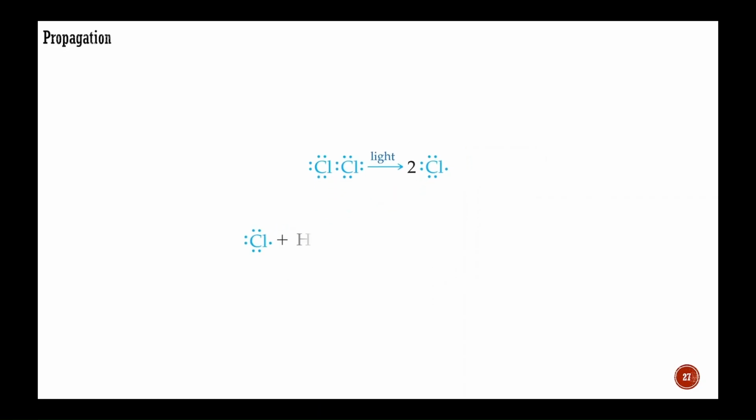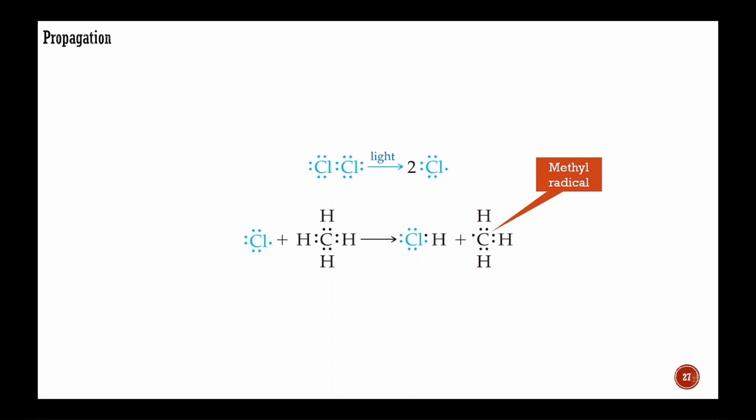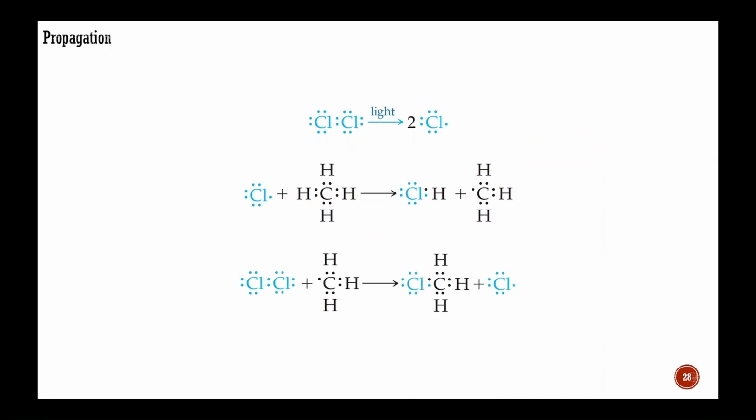Next, we have the propagation steps, where the newly formed radicals collide with other molecules, generating new radicals. In our example, a chlorine radical can remove a hydrogen atom from a methane molecule. This step produces a stable product, hydrogen chloride, and an unstable methyl radical, which is highly reactive because its carbon has only 7 valence electrons. When a molecule of chlorine encounters the methyl radical, 1 chlorine atom is transferred to the carbon, forming a stable molecule of chloromethane. The second chlorine atom, formed in this process, can react with another methane molecule, continuing the propagation cycle.